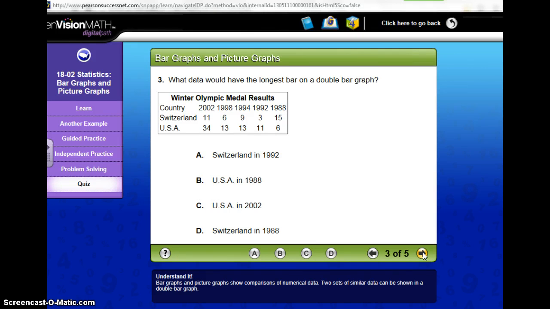Okay, if you were making a bar graph, which bar would have the longest bar? Which one would be the longest bar?